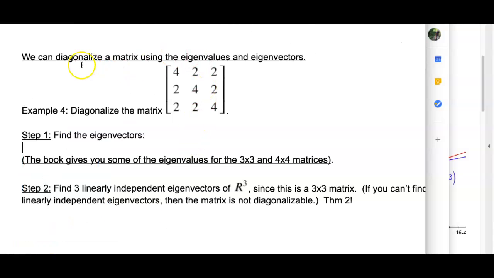So we want to diagonalize a matrix. And we can do that using eigenvalues and eigenvectors. So a little review for ourselves when we go ahead and diagonalize this matrix. So this is example 4. Given this matrix, diagonalize. And so the first step says find the eigenvalues. So remember, we take this matrix and then we subtract out the diagonal matrix of lambda, and then we can go ahead and solve using the determinant.